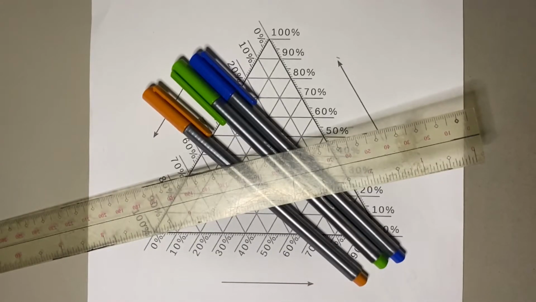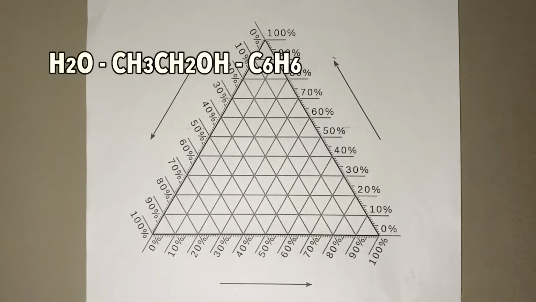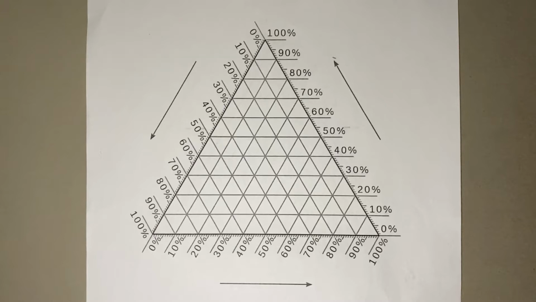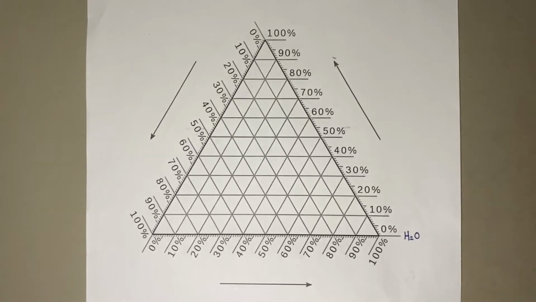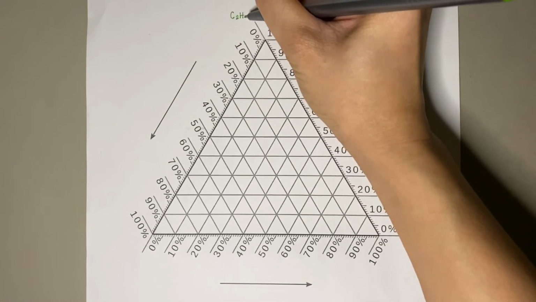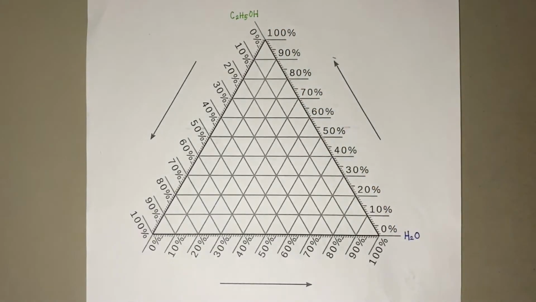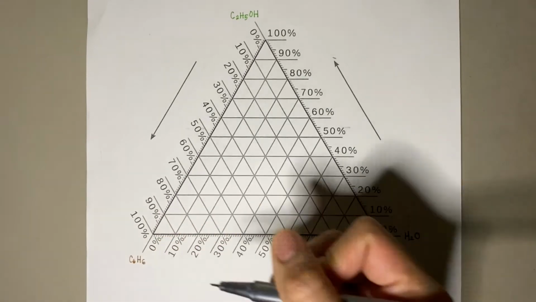First, we need to label our diagram. Let's say we are considering a system composed of water, ethanol, and benzene. Let's place water on the right vertex, ethanol on the top vertex, and benzene on the left vertex of our Stokes Roozeboom diagram.